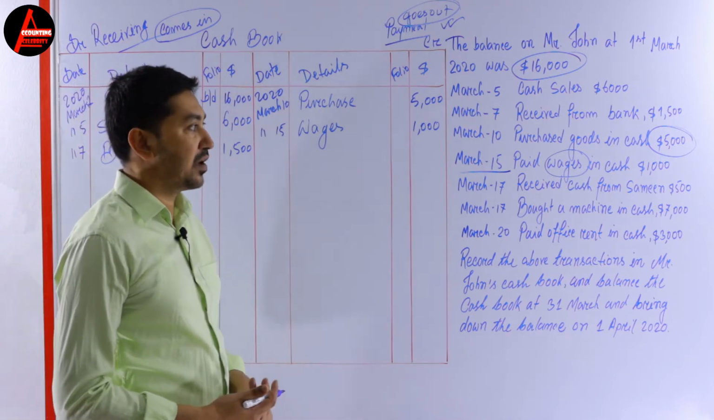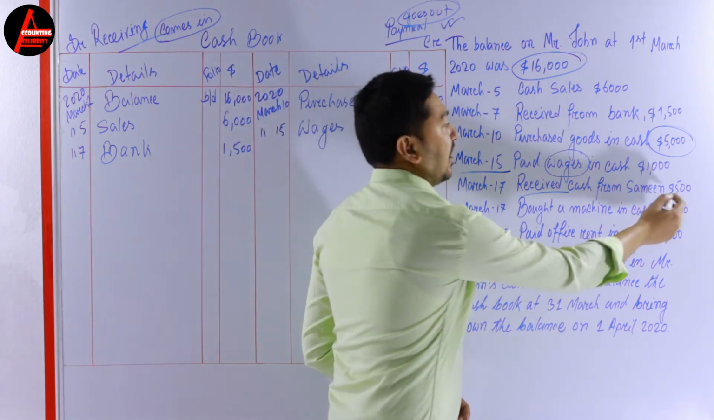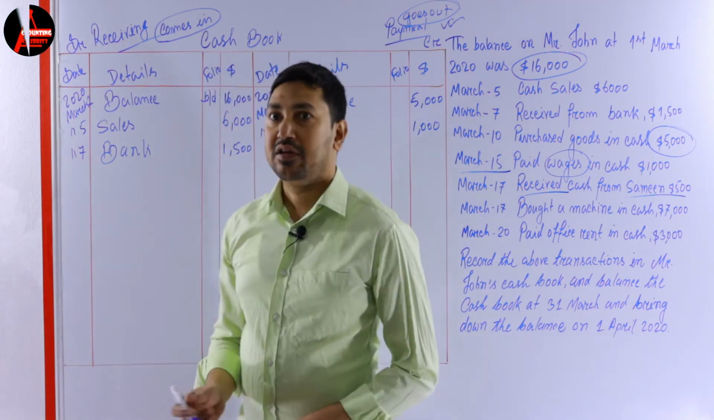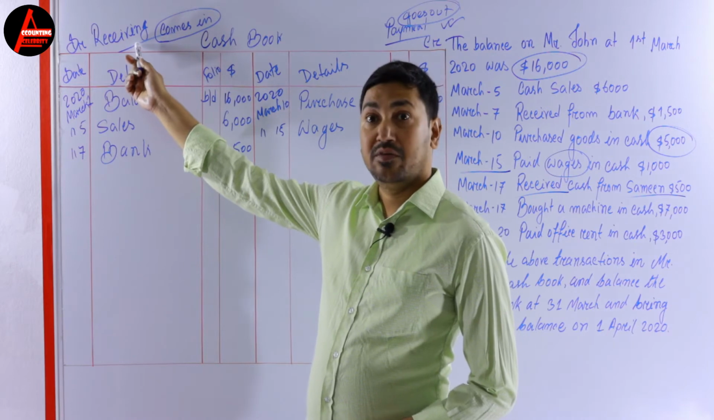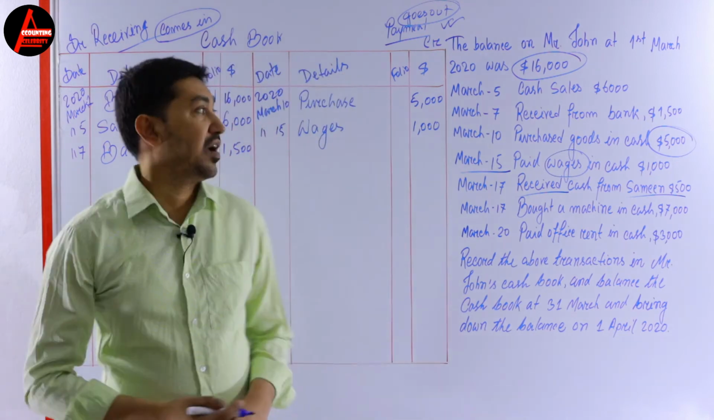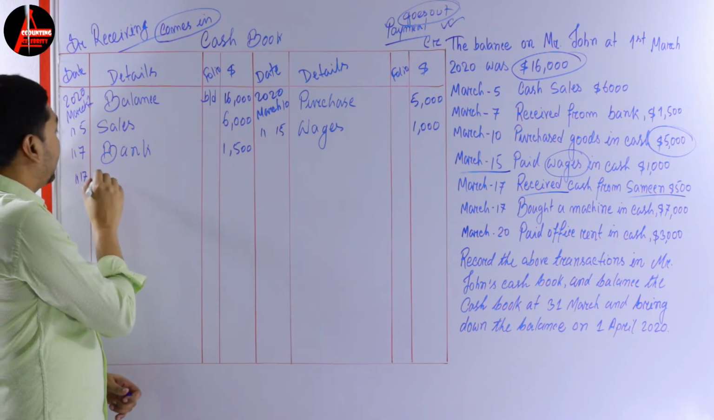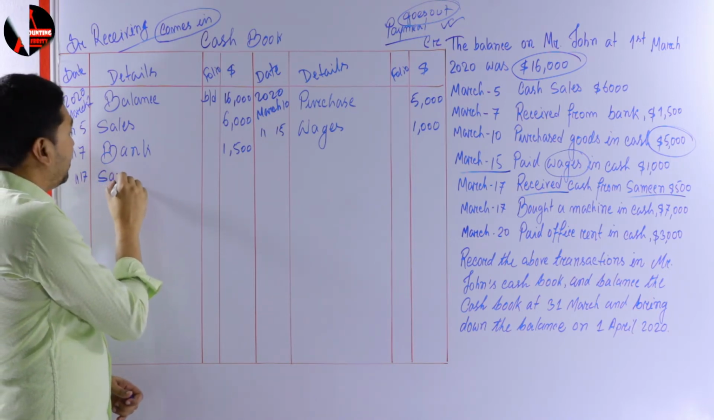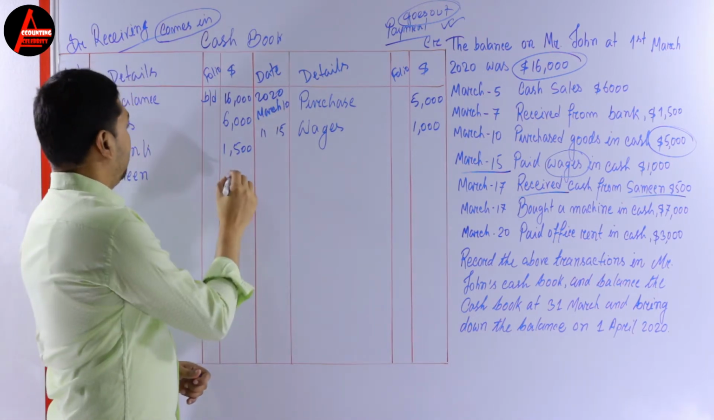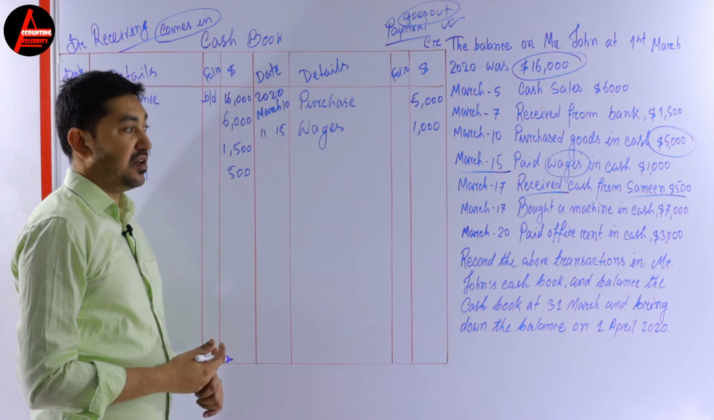Next we have 17. Again received cash from Samin. Okay, Samin is a person. How much received? $500. You already know that receiving will be recorded in the debit side. Okay, so right here date is 17. Right here Samin is a giver. So in the detail column you have to write the giver name. So it is $500. Okay, it's very easy.